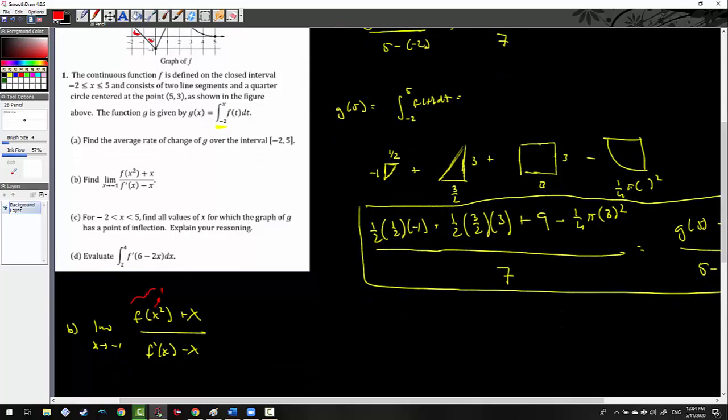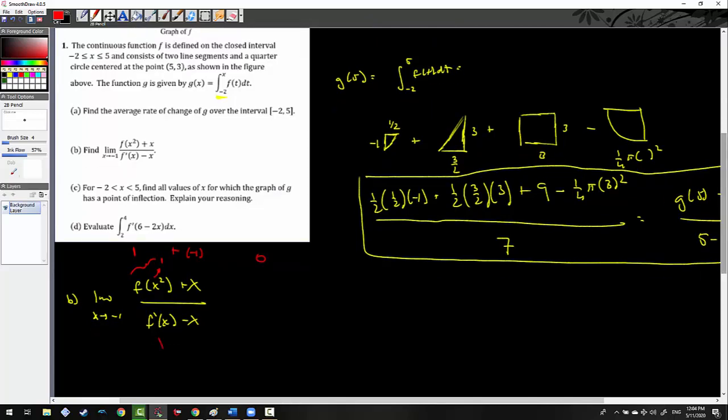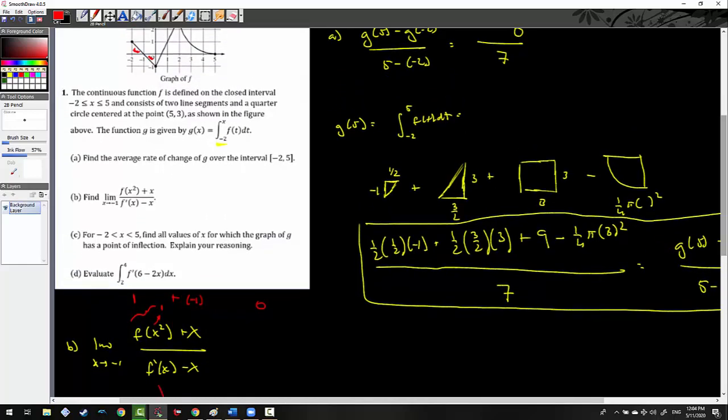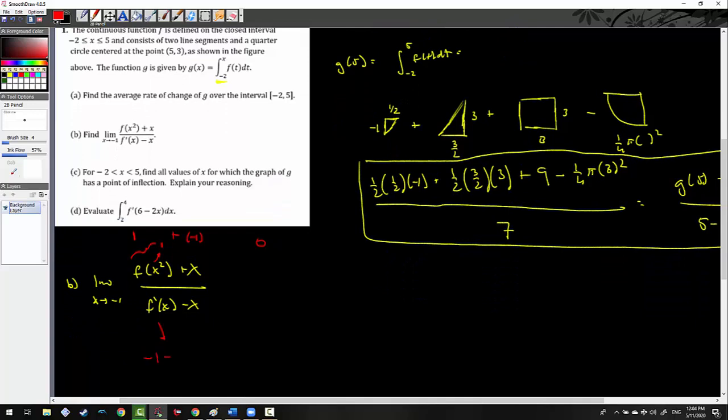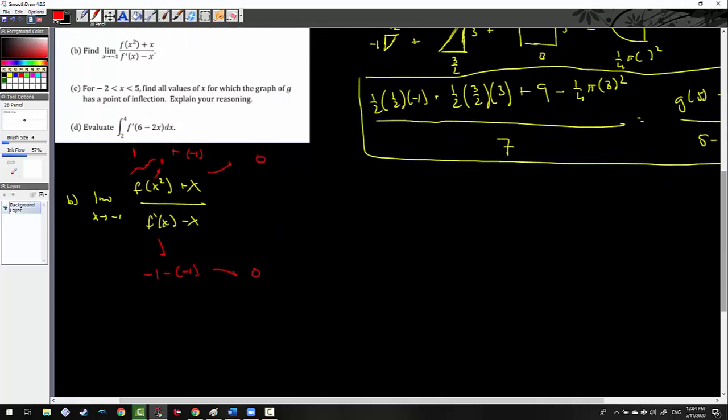F of 1 is heading, well, okay, just kidding. It's actually heading towards 1. It's not heading towards something else. That is a coincidence. And then plus x. Well, that's going to be plus -1. So what I get up top is I get 0. Well, on bottom, f prime of x. Well, what is f prime of x heading towards as x goes to -1? Well, as x goes to -1, looks like we've got a -1 as our slope, so that's going to be -1 minus -1, and I get 0 on bottom. So 0 over 0, that sounds like some L'Hopital's rule in my future.